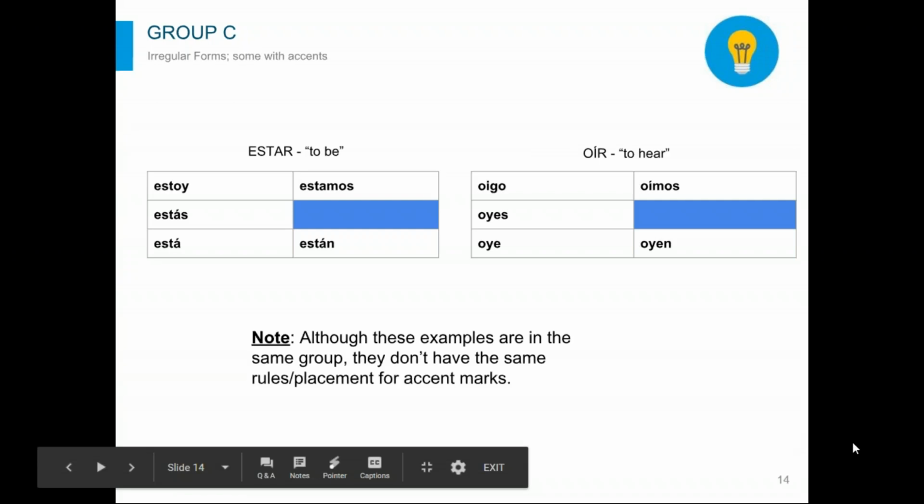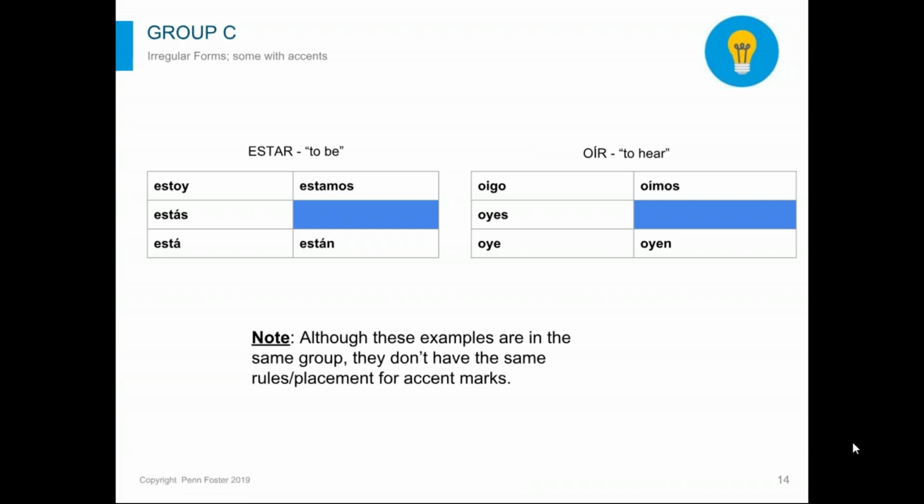Okay, we'll move on to the irregular or group C verbs. Again, they have some irregularities to them, as you can tell in words like estoy, oigo, oyes with the Y, oye, and oyen. But they also do have some accents, which makes them part of this group. They don't have the same accent rules. As you can tell, estar has 3 accents, estás, está, and están. And oír only has 1 in first person plural, oímos.